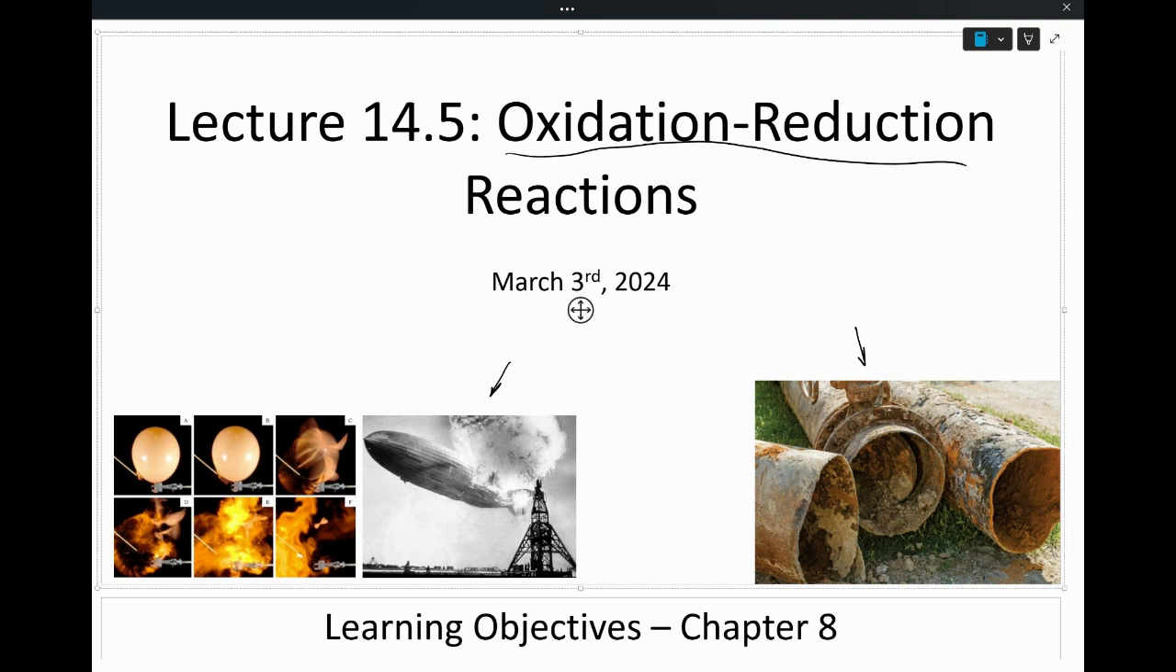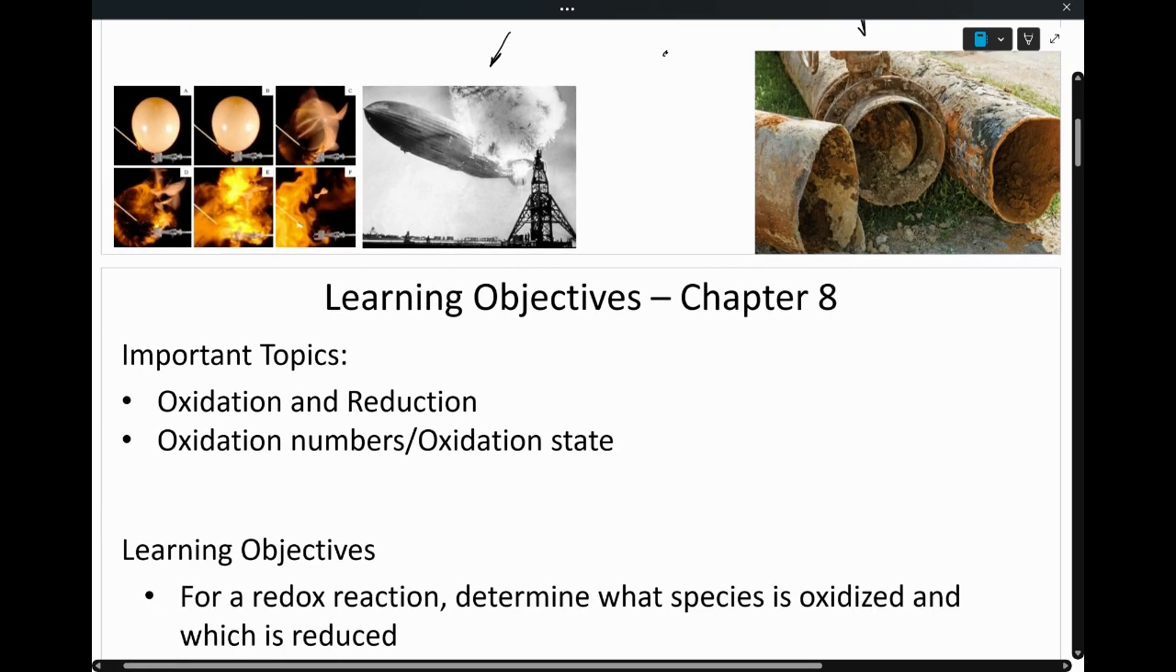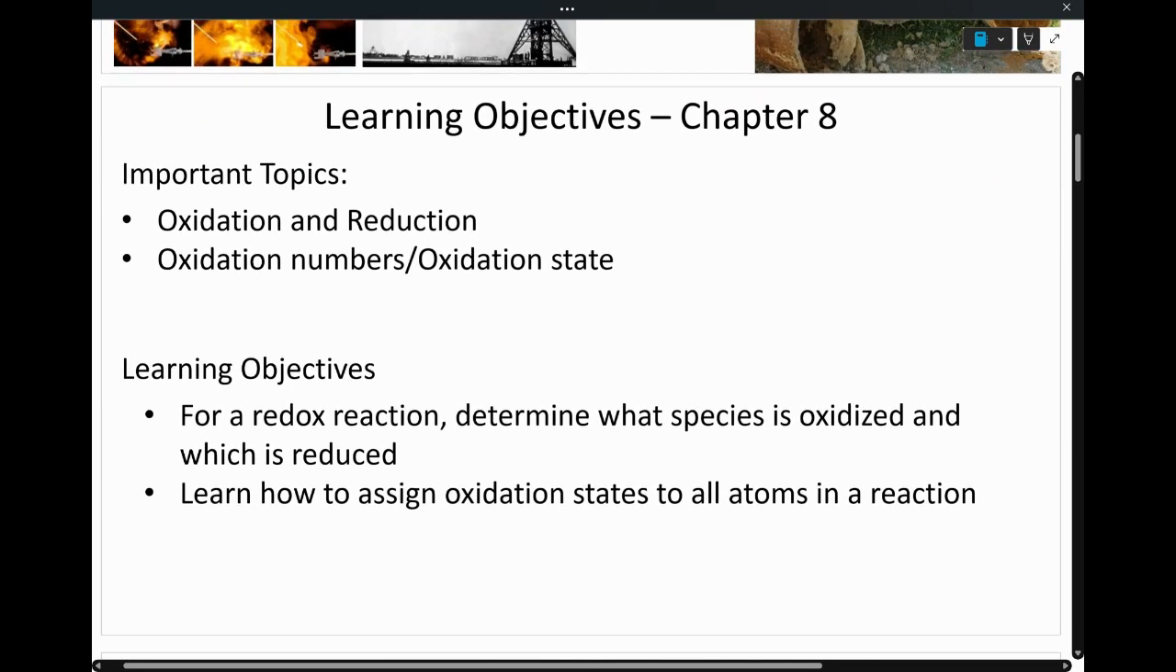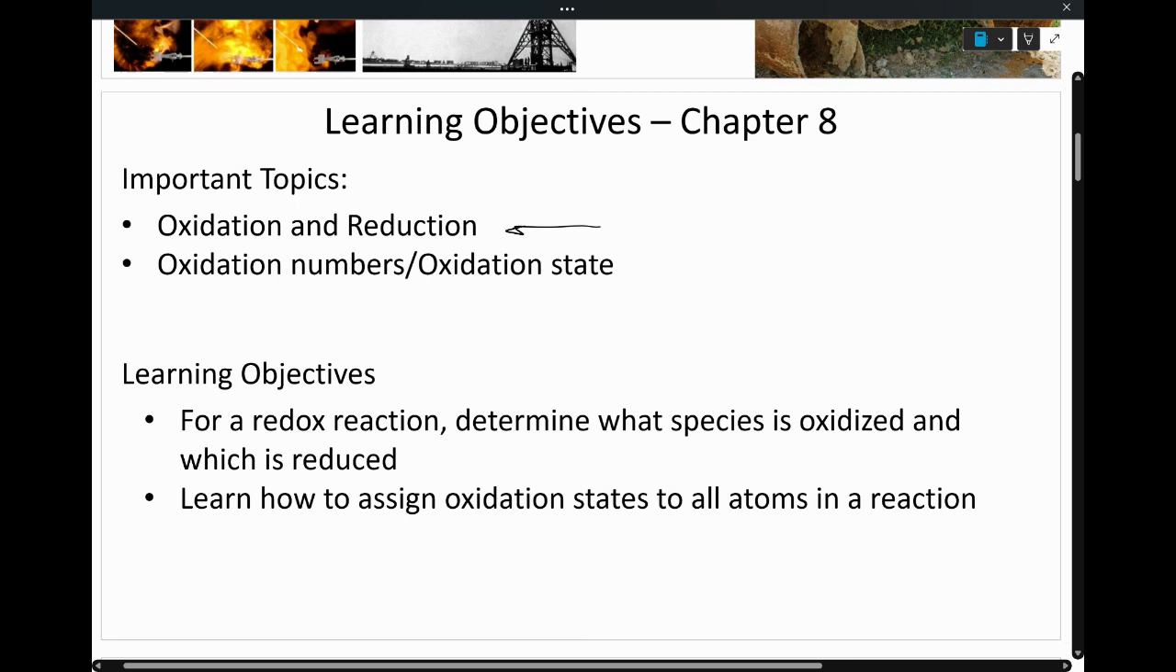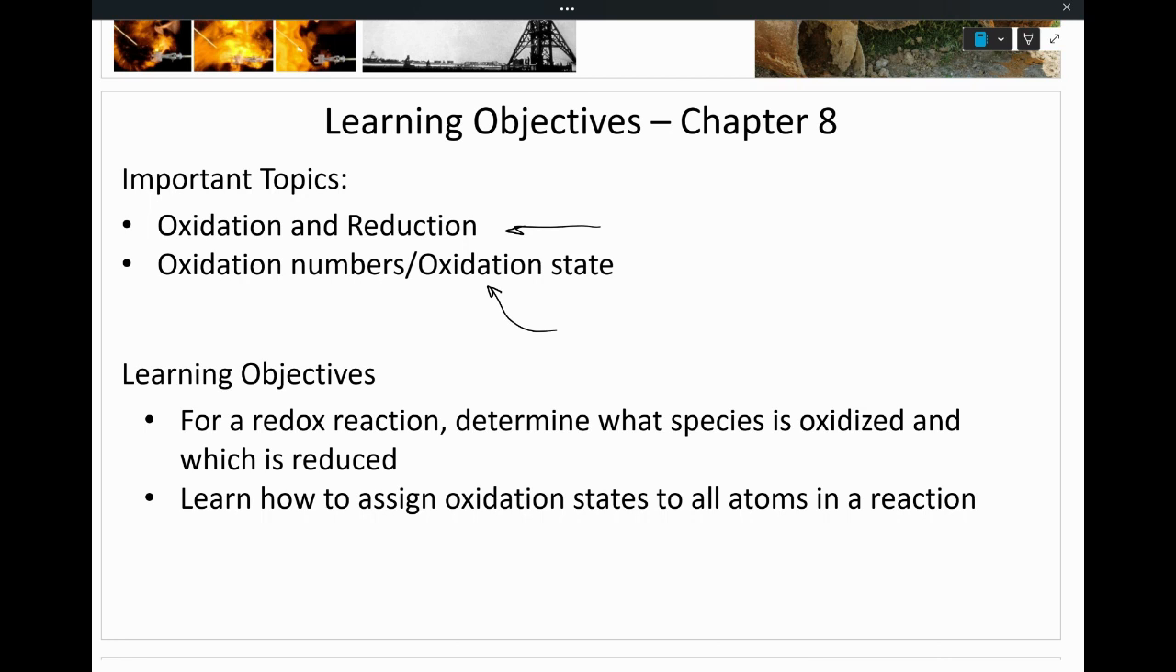And so, what we're going to try to get out by the end of this mini lecture, but it's really the end of chapter 8, is we're going to introduce this idea of oxidation and reduction, and then we're going to learn how to assign a numerical value to each atom to decide if it has changed in its state, to say if it has been oxidized or reduced. And so by the end, you're going to be able to determine for a given reaction what species is oxidized and which is reduced. And then you're going to do that by learning how to assign oxidation states to all atoms in a reaction.